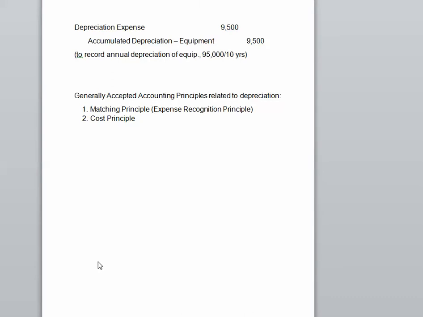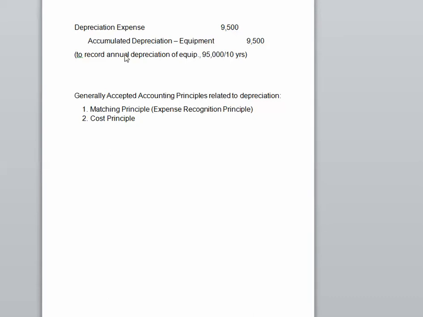This study objective deals with depreciation, and it's kind of a review of things we started learning back in Chapter 4. I'm continuing on with the same piece of equipment that we capitalized in the last video for $95,000, and now I'm estimating that equipment will have a 10-year life. So I'm going to depreciate 1/10, or $9,500, every year over the asset's life.